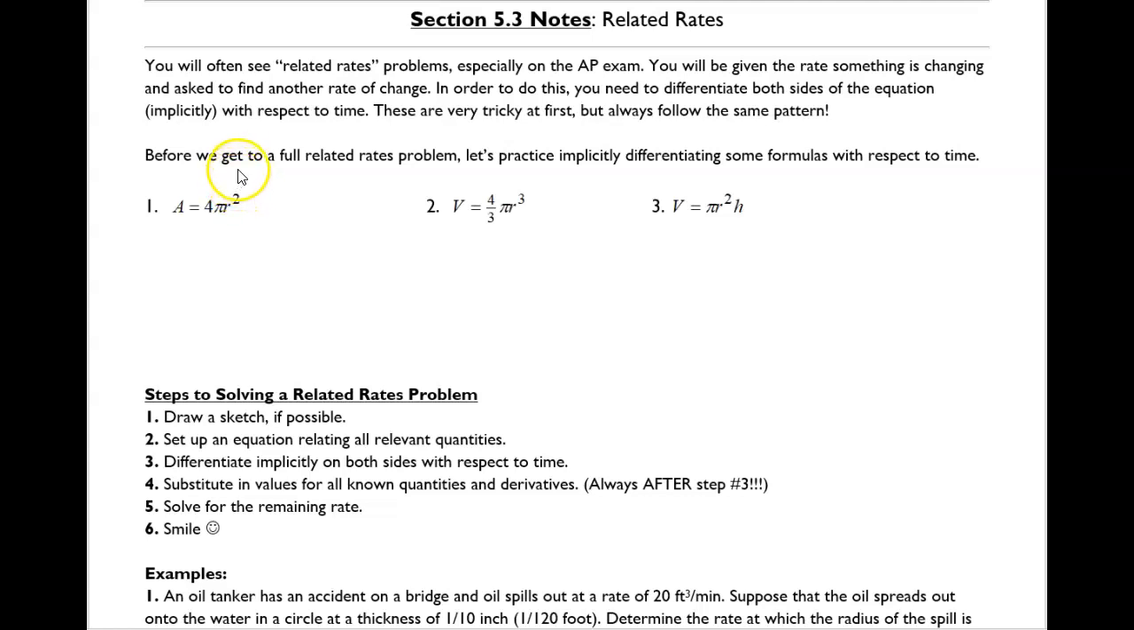In section 5.3, we'll be discussing related rates. So often you are going to see related rates problems on the AP exam. So you'll be given the rate that something is changing and asked to find another rate of change.